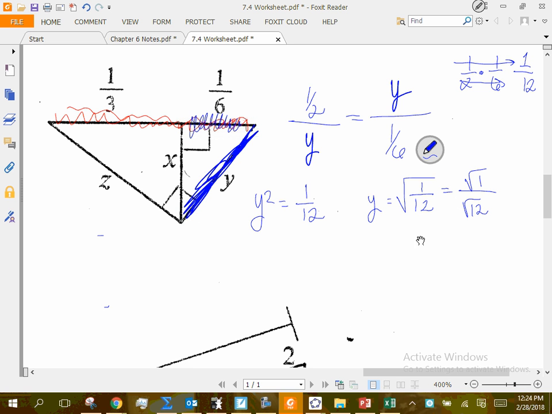Okay? Because this number right here, guys, what we're going to do later, we want this y value so we can do something else, so we can do a further calculation. Okay? Maybe we're looking for the area of this triangle, and I would need y to do that. Well, plugging in radical 1/12 into my formula for area is going to be a pain. So we like to kind of rewrite.